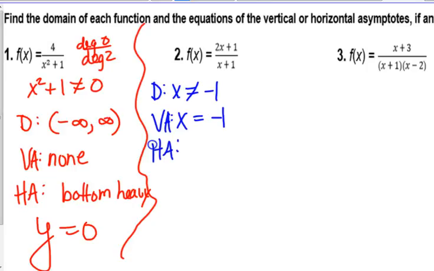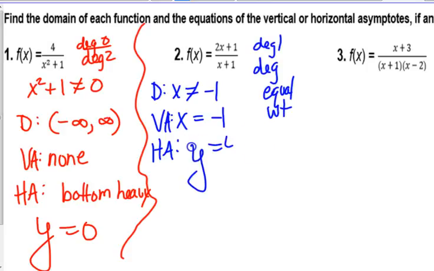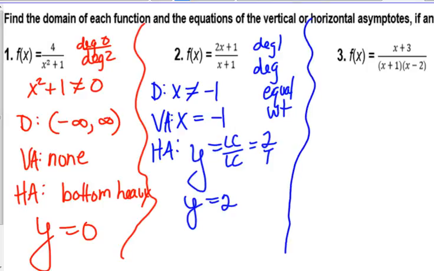Horizontal asymptote, degree 1 over degree 1, so it's equal weight, which says y equals leading coefficient over leading coefficient, 2 over 1, or y equals 2. Didn't lose anybody yet? Okay, what's going on in this one?